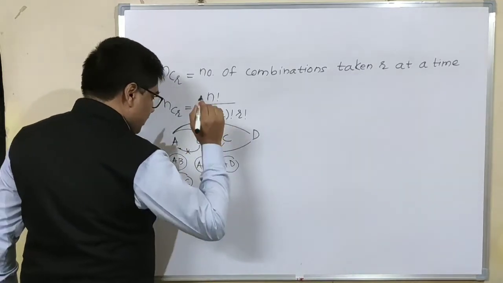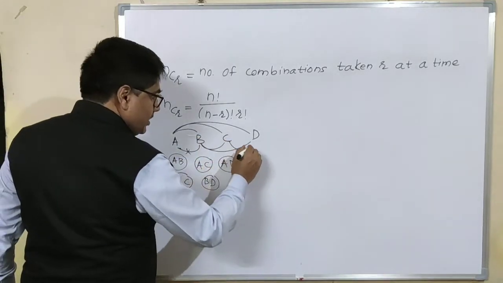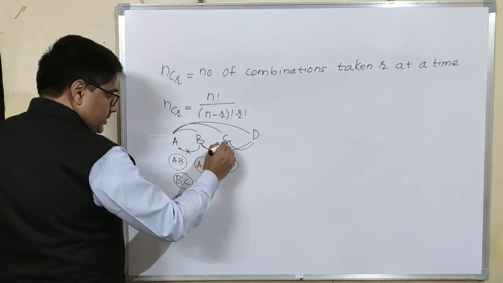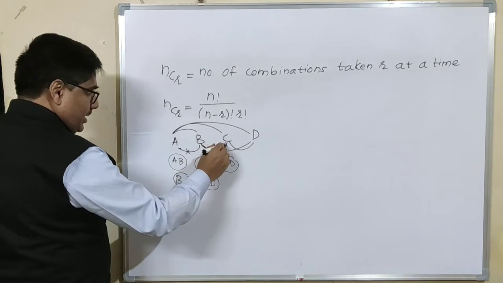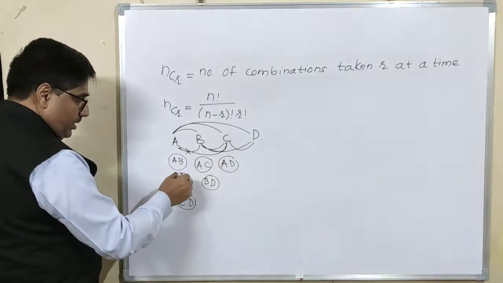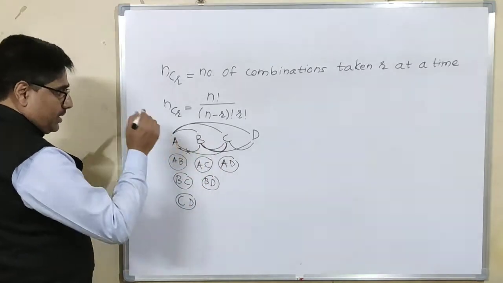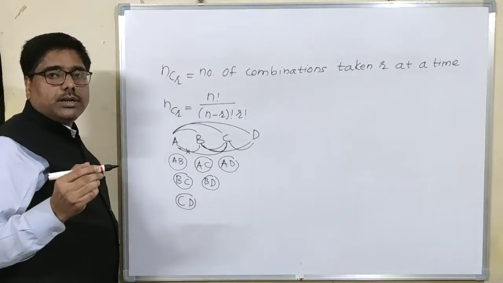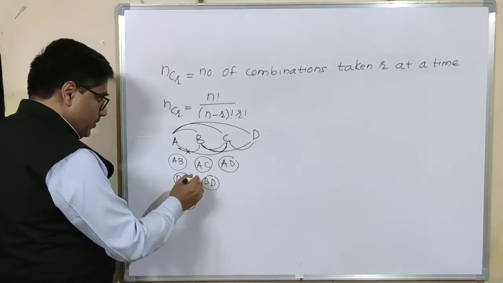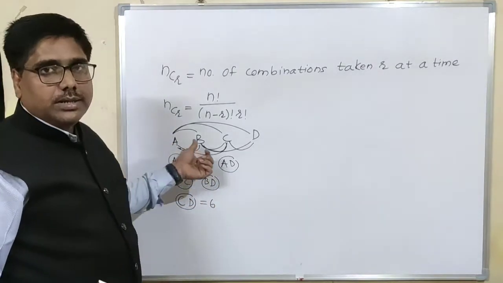BC and BD. Now the third team, C, can play with D. We should not take CB and CA, because CB means BC, which has already been covered, and CA means AC, which has already been covered. Therefore, the total number of matches possible are 1, 2, 3, 4, 5, 6. 6 matches are possible between all these 4 teams.